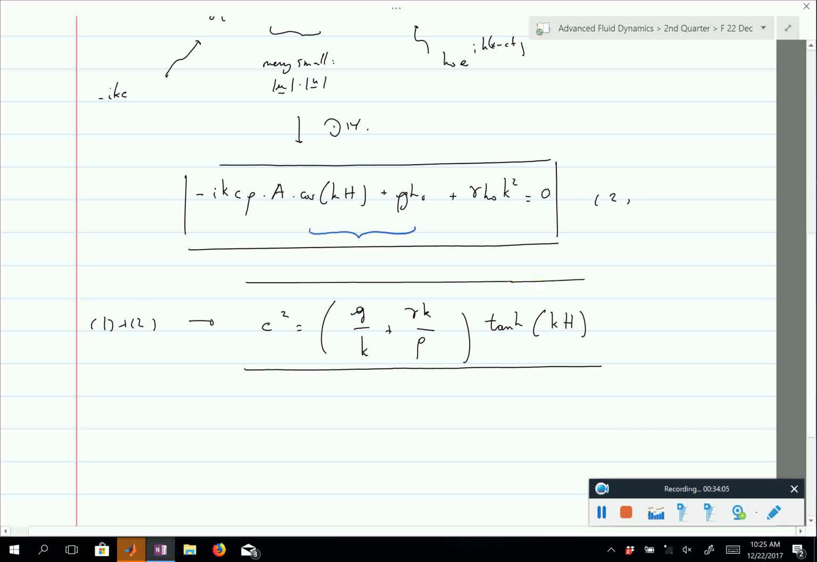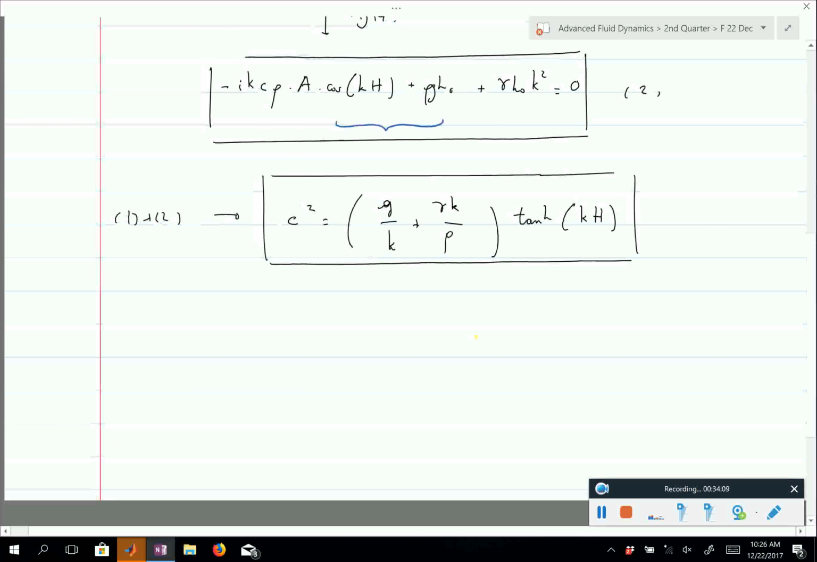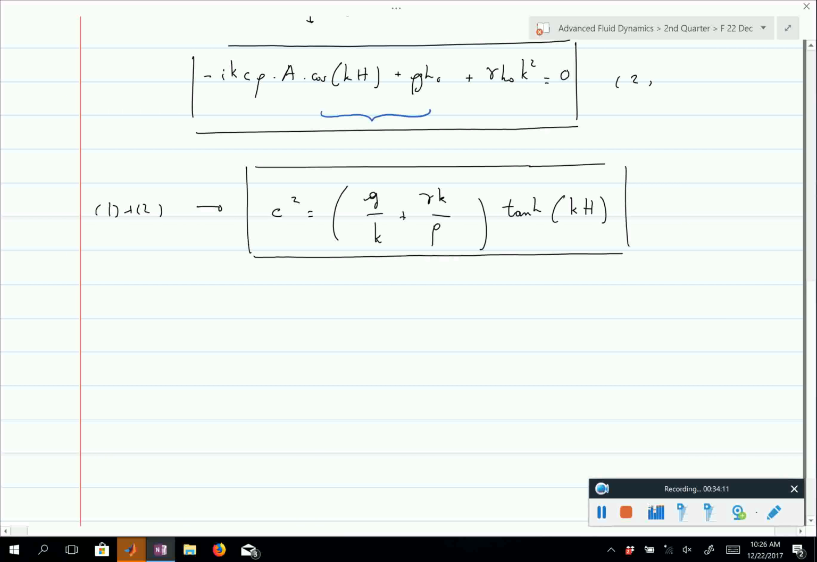And you can write it two ways, right? Either you can write it in terms of the wave number, but sometimes it's just easier because wave number is a bit less intuitive for me than wavelengths. So I'm just going to rewrite it in terms of the wavelength. So in terms of the wavelengths, it will be divided by lambda plus gamma lambda divided by 2 pi rho equals to the hyperbolic tangent of kh.